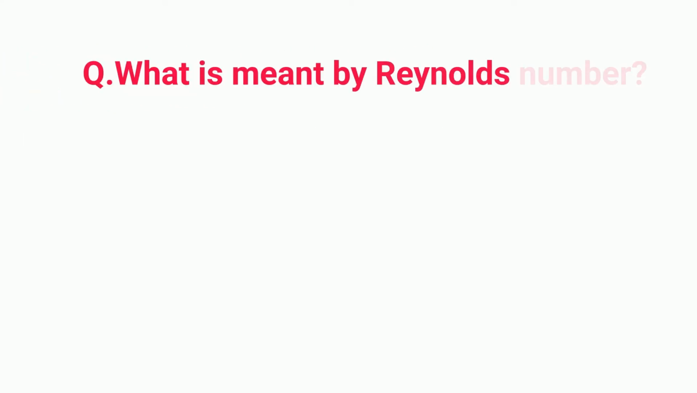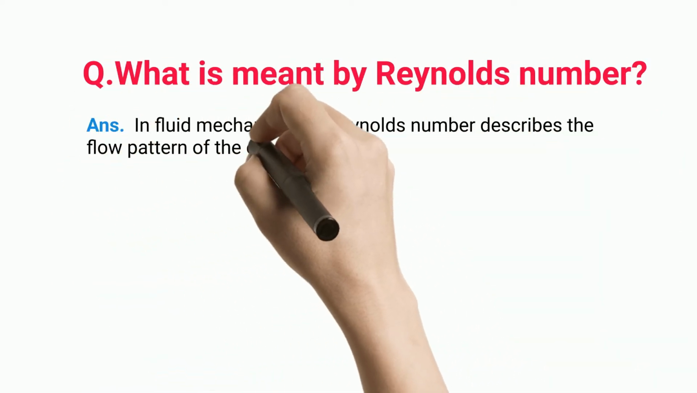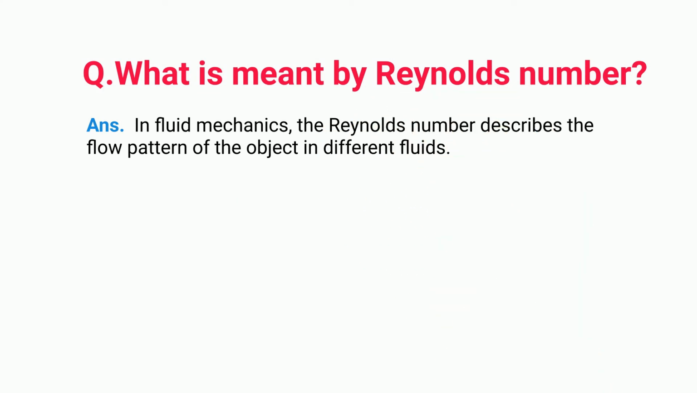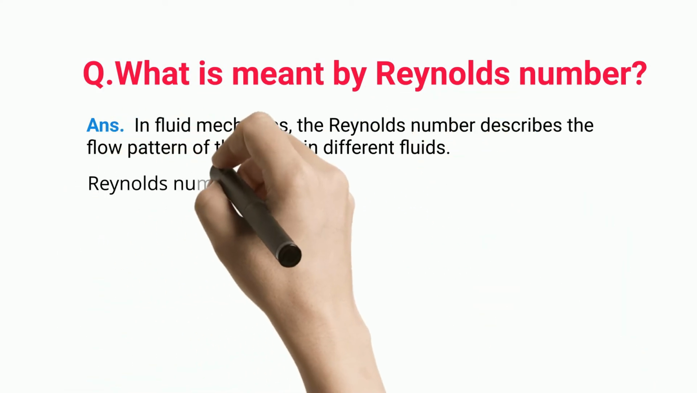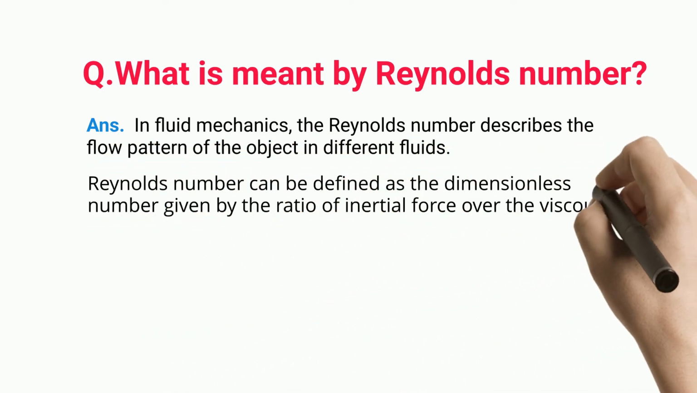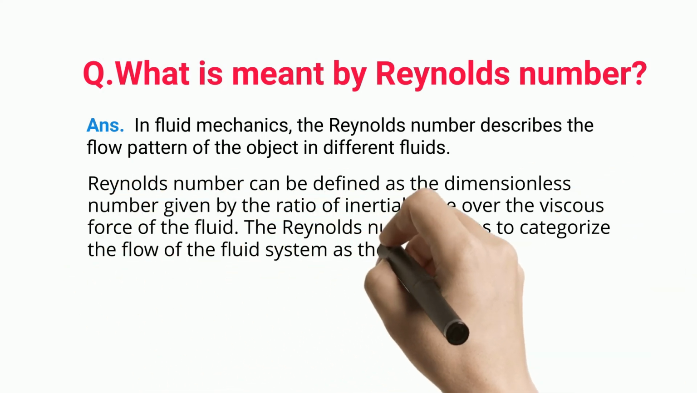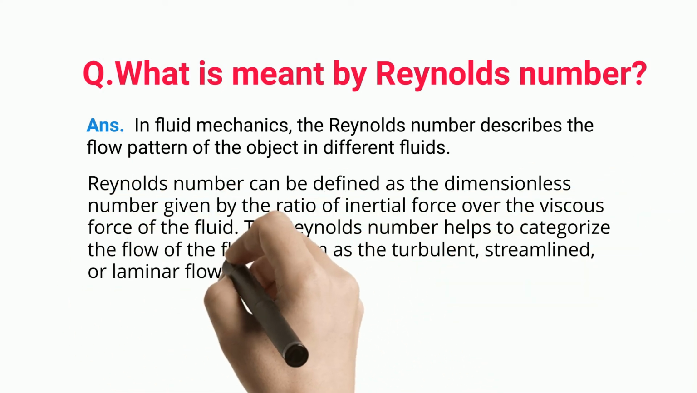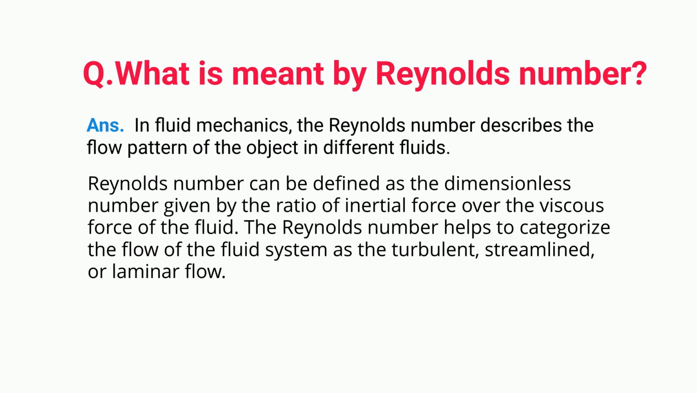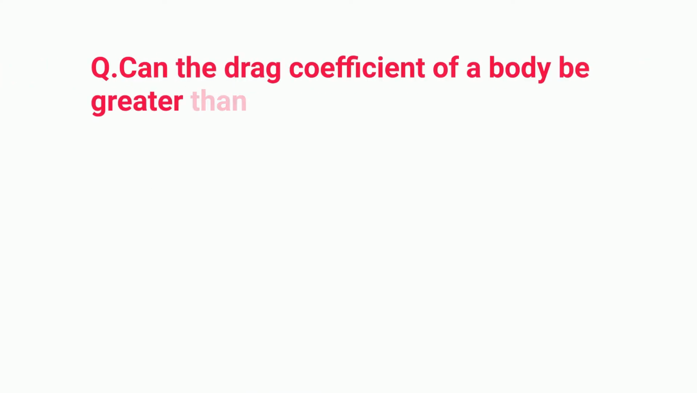What is meant by Reynolds number? In fluid mechanics, the Reynolds number describes the flow pattern of the object in different fluids. Reynolds number can be defined as the dimensionless number given by the ratio of inertial force over the viscous force of the fluid. The Reynolds number helps to categorize the flow of the fluid system as turbulent, streamlined, or laminar flow.